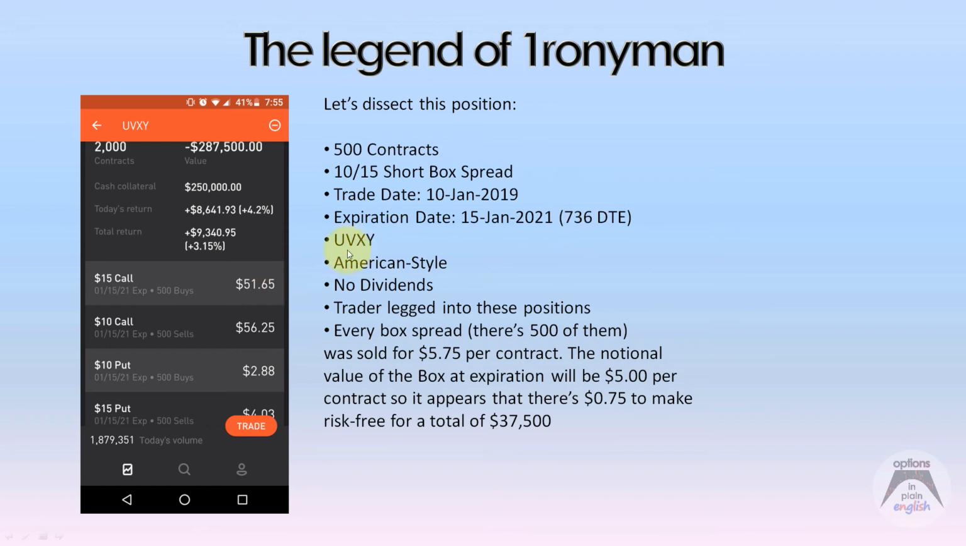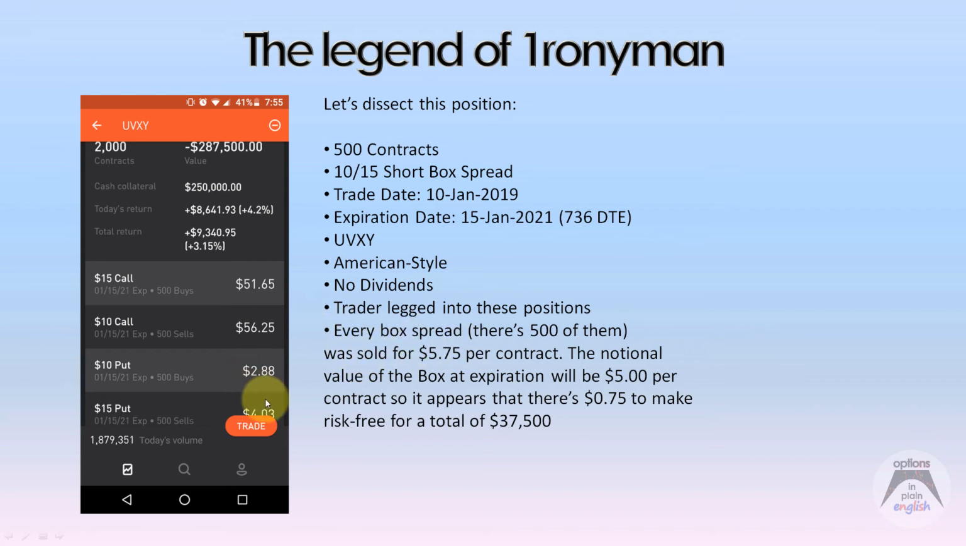The stock is UVXY, which is an ETF, American style. So early exercise is possible. It's got no dividends. The trader legged into these positions. So this was not a position where everything was put on at the same time. So he legged into this.